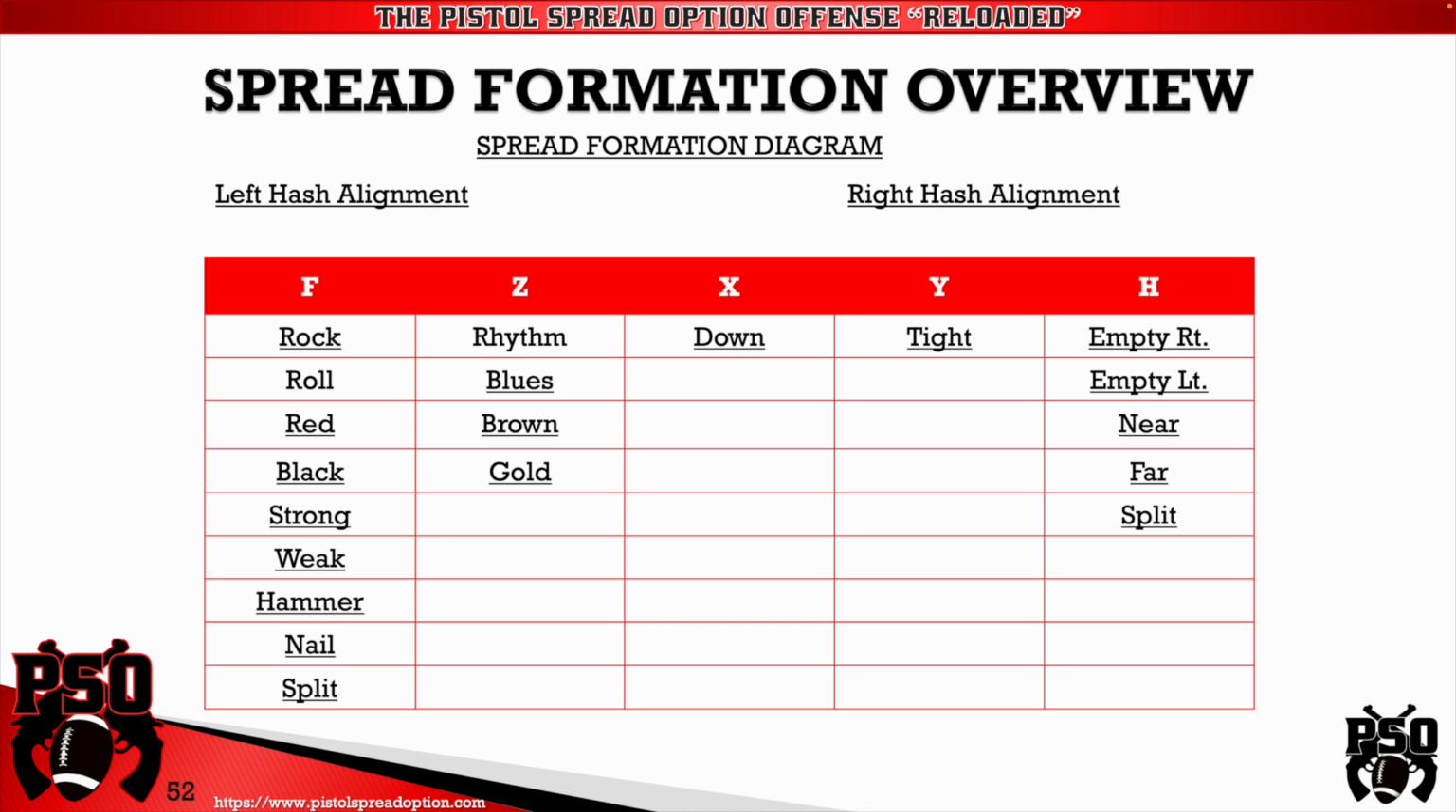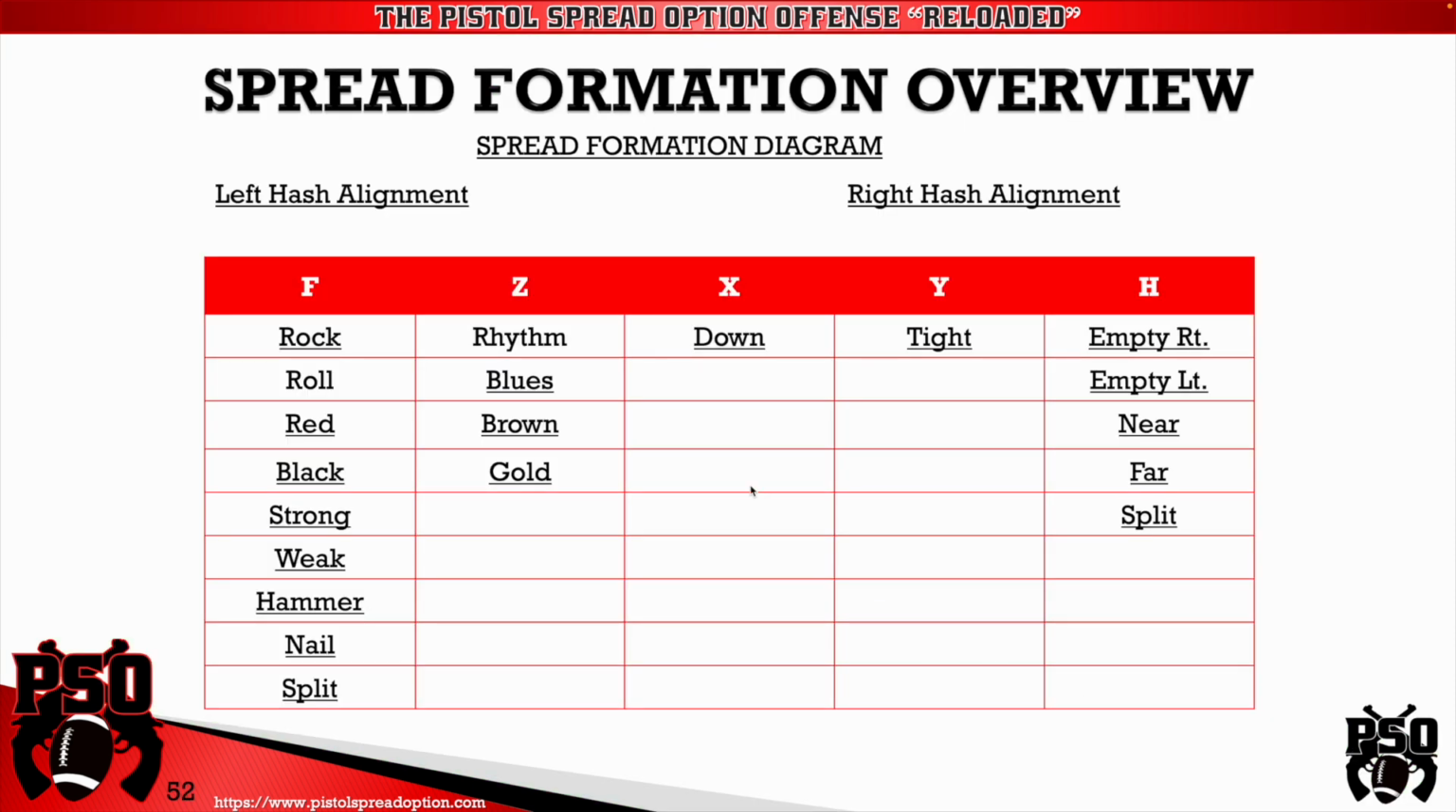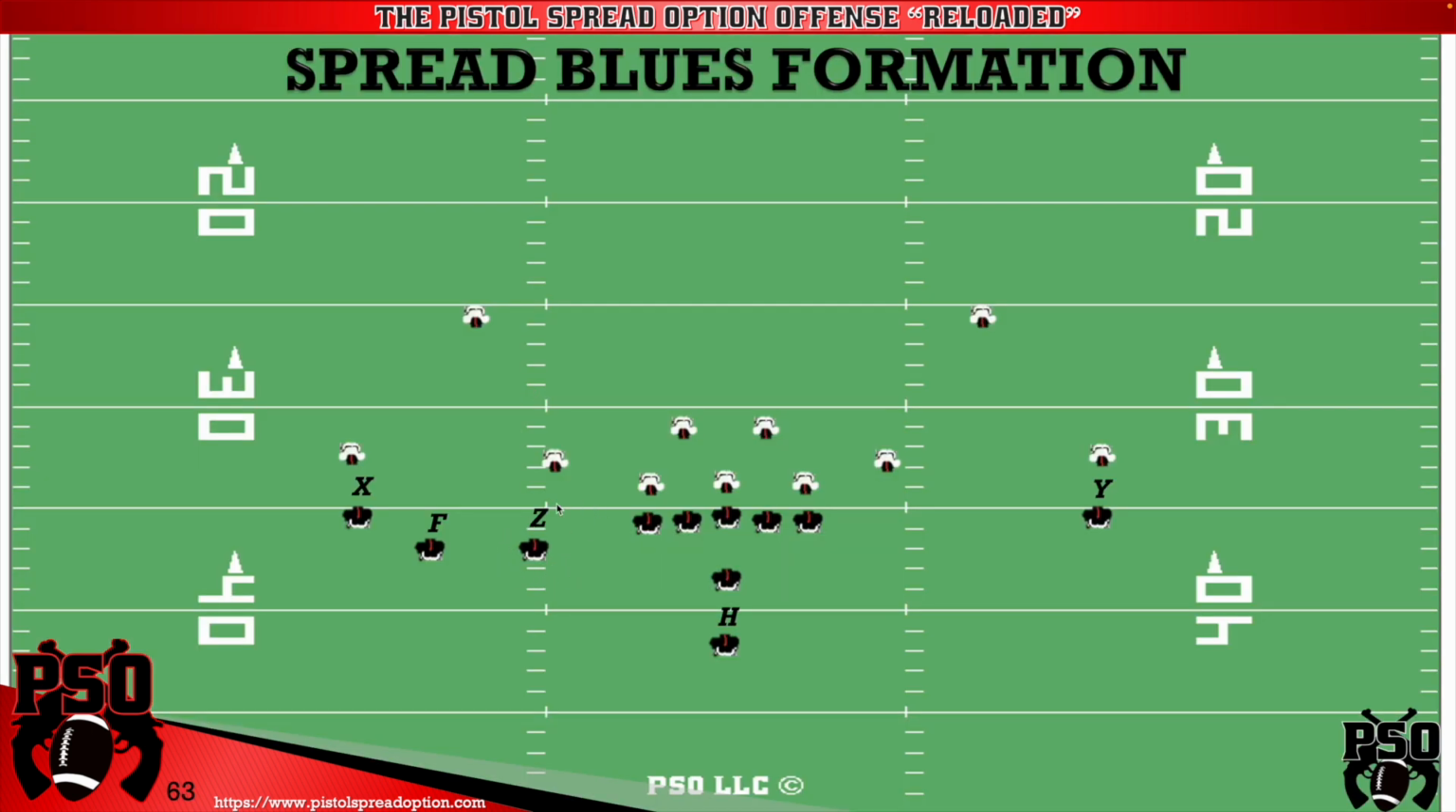Let's get into the Z. Z has four: rhythm and blues, and then brown and gold. Rhythm and blues are his normal spot in the slot. R with rhythm to the right, blues with the L in it to the left. We can't call rhythm because in our spread formation, our Z is already in his rhythm position. That's the rhythm position on the field for him, the right slot. But I can call blues, and what blues would mean, so spread blues, tells everybody else to line up in spread, and the Z would line up in the slot to the left. So now we've created a trips formation.